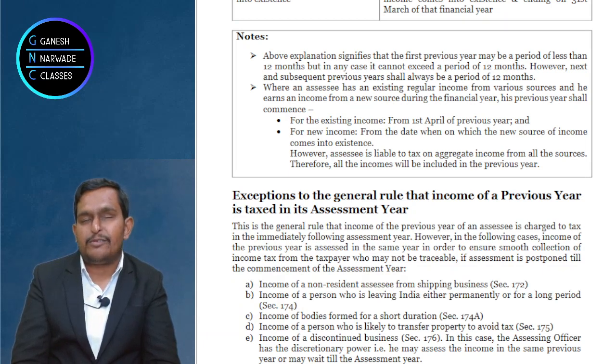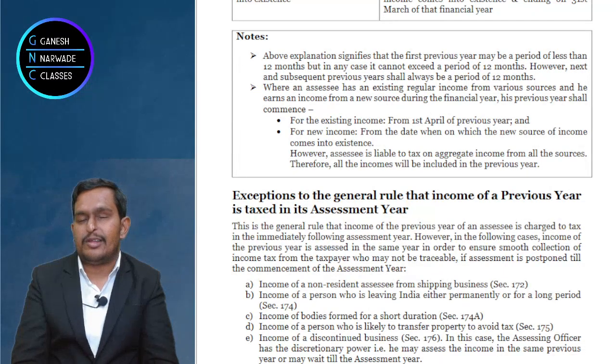So associations formed for temporary purpose are there. Section 174A, they have to immediately pay the tax once the event or activity is over, based on the income earned.